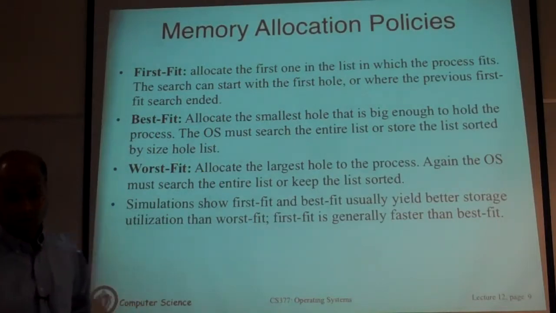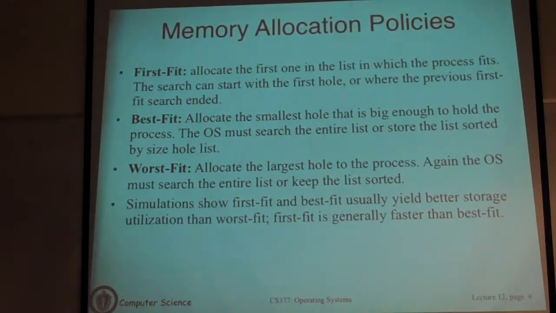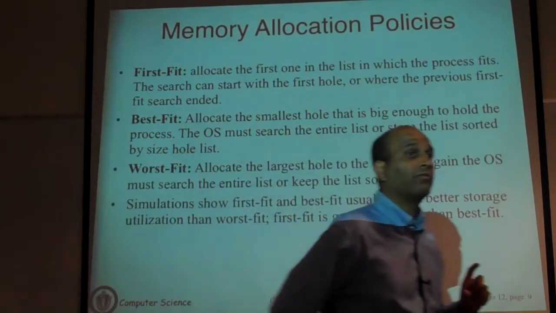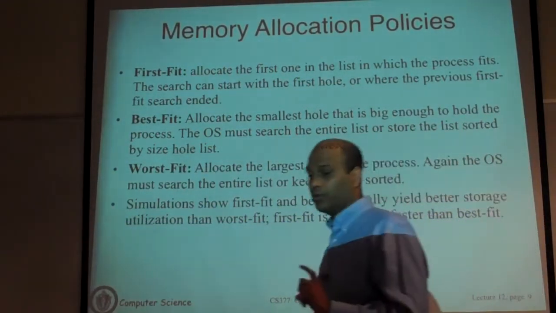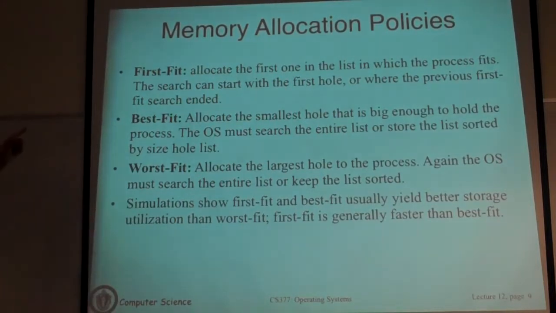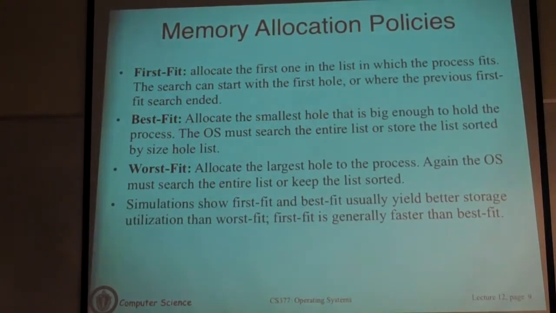Before we get to that question, let's talk about policy. I said you have to scan a list of holes and pick one that is large enough for the process. There are many ways to do this. Here are three different policies called first fit, best fit, and worst fit.